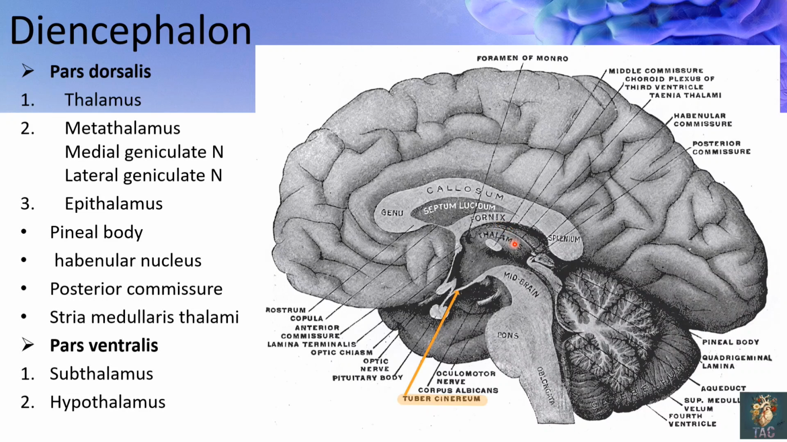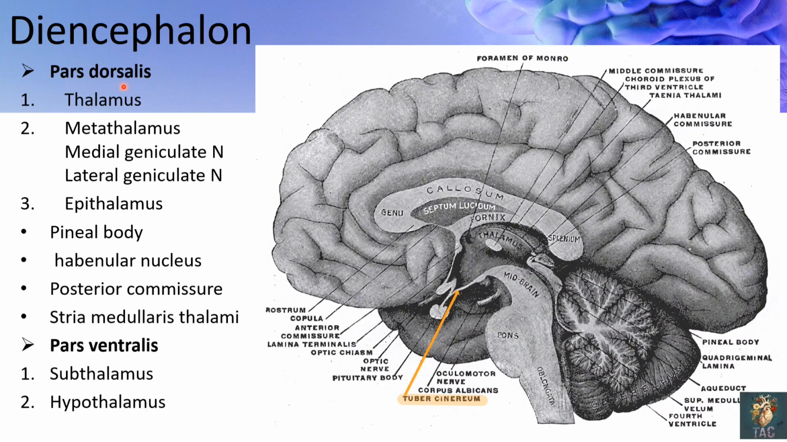In this diagram you can see this is the area of the thalamus, and here posteriorly you can see the habenular nucleus, which is present along with the posterior commissure, the pineal body and the stria medullaris thalami, which form the area of the epithalamus. In this area you can see the mammillary body. This area is the tuber cinereum, then the stalk of the pituitary gland, the optic tract, the stria terminalis, and the anterior commissure which is present over here. This is the location of the foramen of Monro, and this is the area of the hypothalamus.